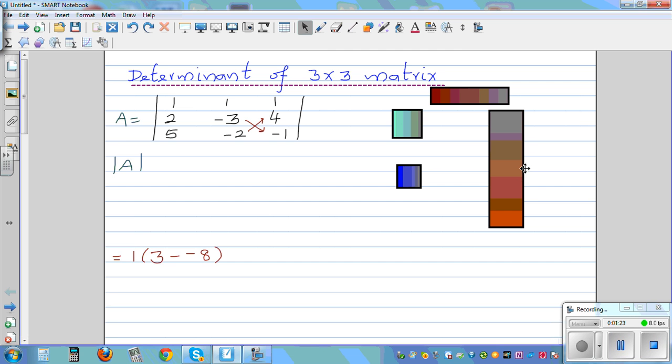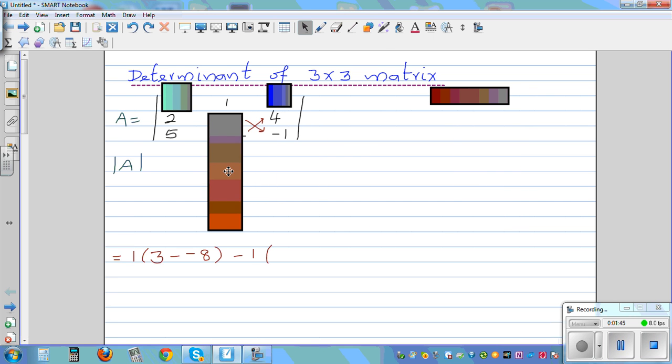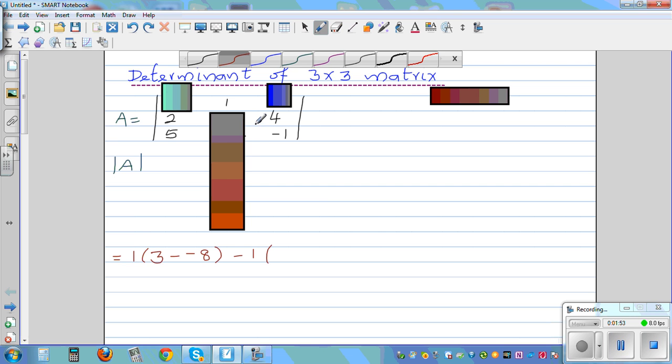Now the next is you have to put a minus for the next element. So you have to go minus 1 times. Let me cover this too. So you have to cover the other elements of that row and cover this. Okay, so what is it that you can see? I can see you have to multiply this times this, take away this times this. So negative 1 times 2 times negative 1 is negative 2, take away 5 times 4 is 20.